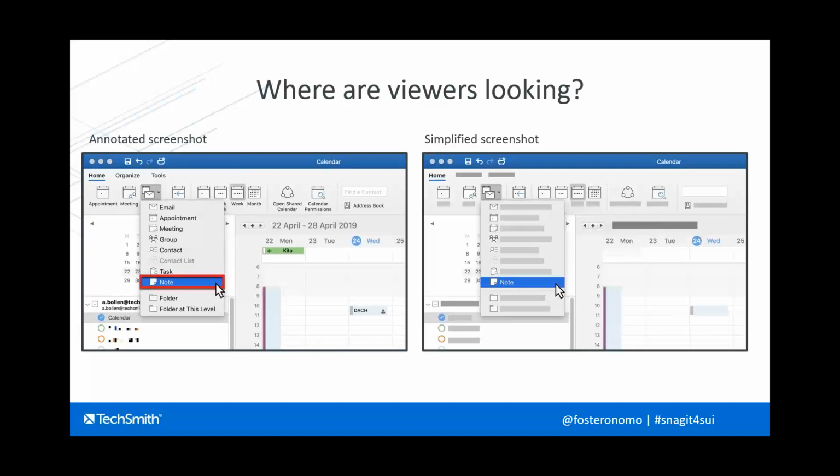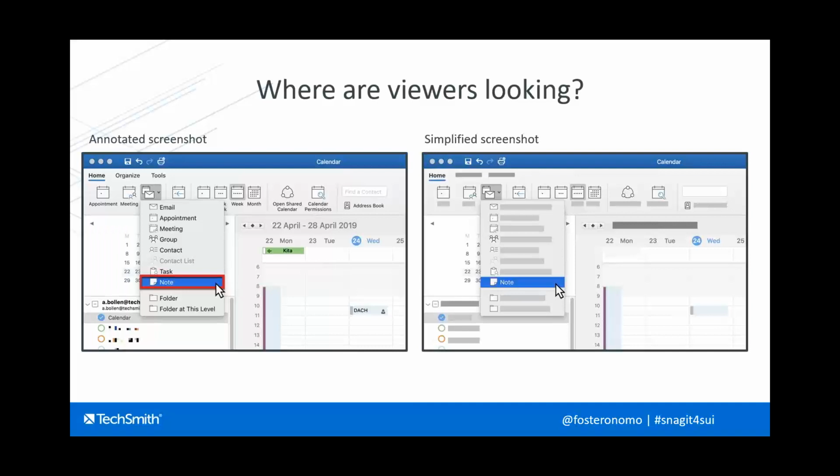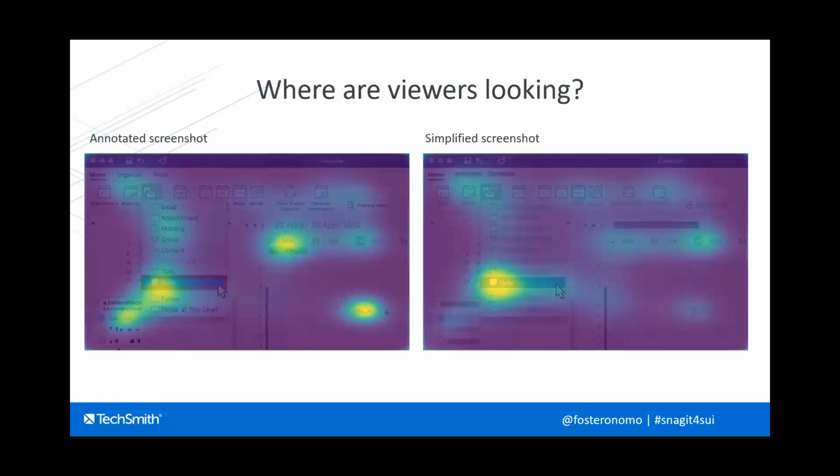So here's an example of just taking an annotation. This one's annotated on the left, this one's simplified on the right, because some people will say, well, I'll just add annotations and that will draw the eye. And it does to an extent, but you can also see that in the one on the left, without it being simplified, the eye is kind of drawn to a bunch of different things all over the screen. And they're really not important, because what you're trying to get people to do is just look at that menu item, pick the note item in the menu. So everything else becomes noise, essentially.